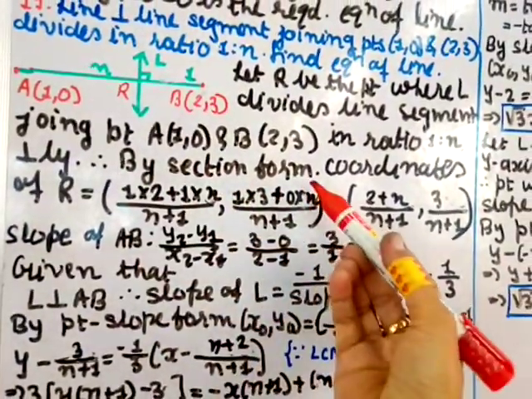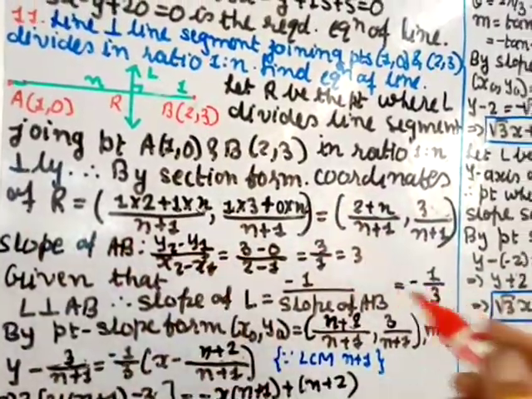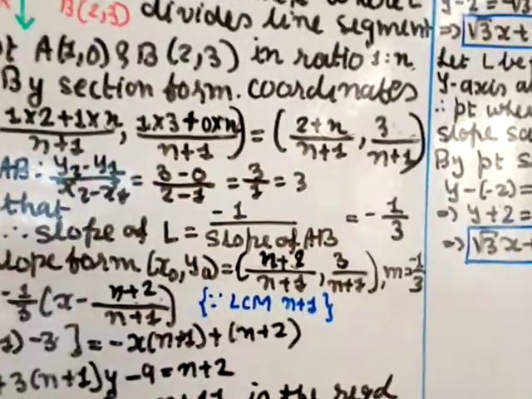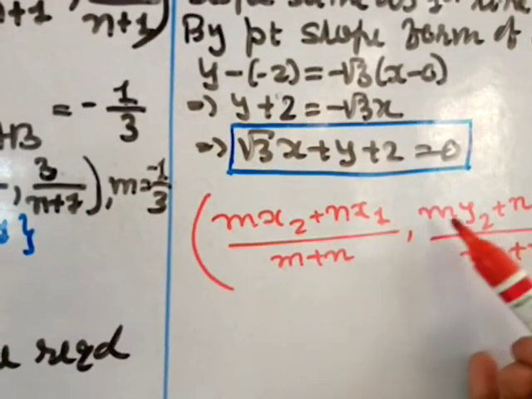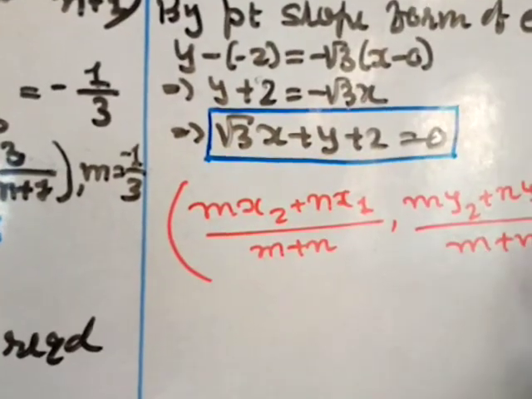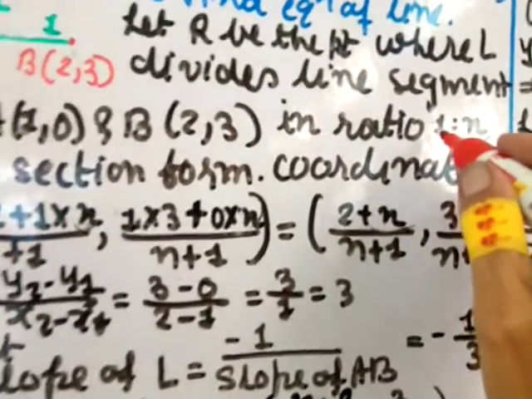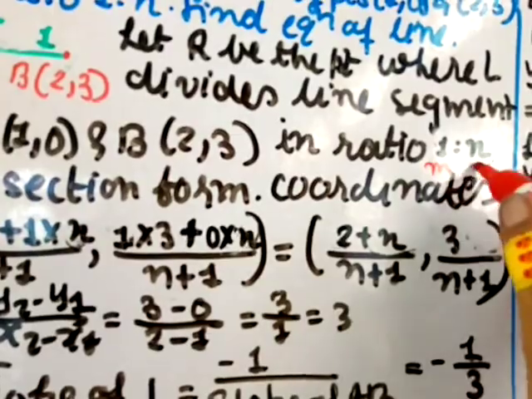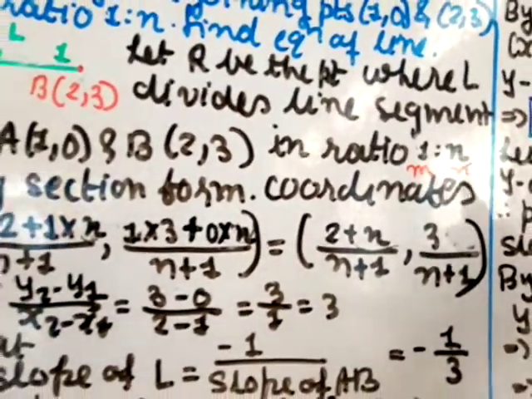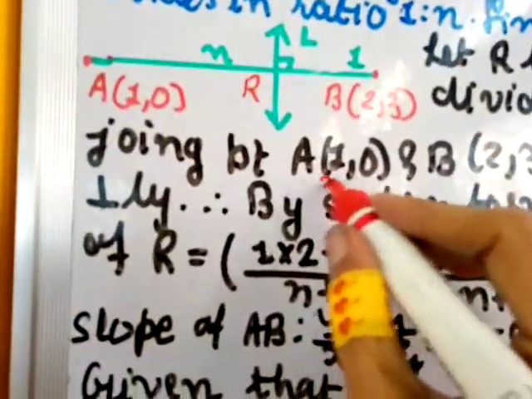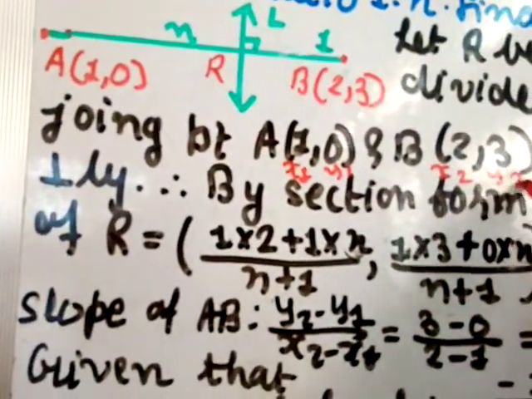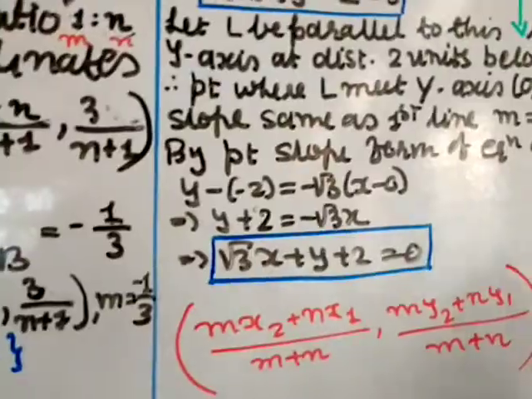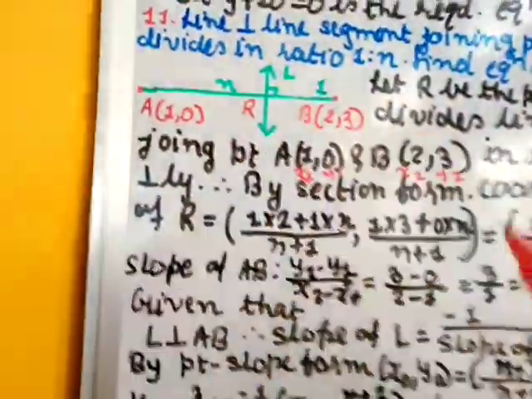Therefore, by section formula, coordinates of R. So you know the section formula, that is (mx2 plus nx1) divided by (m plus n), comma (my2 plus ny1) divided by (m plus n). Now you call this m, that is 1, and this you call n is n. And you can take this as x1, y1, and this you take as x2, y2. We'll use this section formula and find the coordinates of point R.